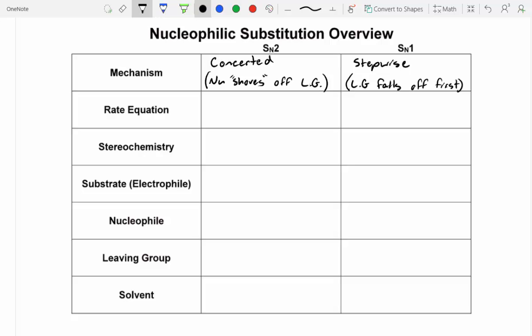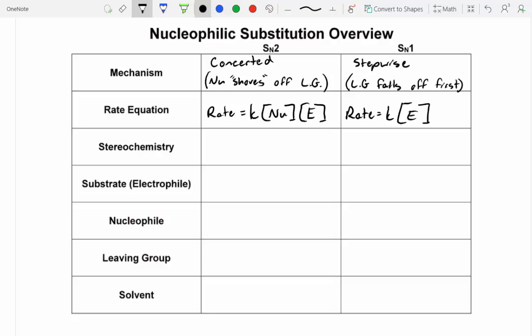All right, rate equation for SN2. What would the rate equation be? So rate equals little k. And do we have both nucleophile and electrophile? Yes. So I'll just do Nu and E. And rate for SN1. Do we include the nucleophile? No, just the electrophile. So in this case, it's the thing with your leaving group attached.